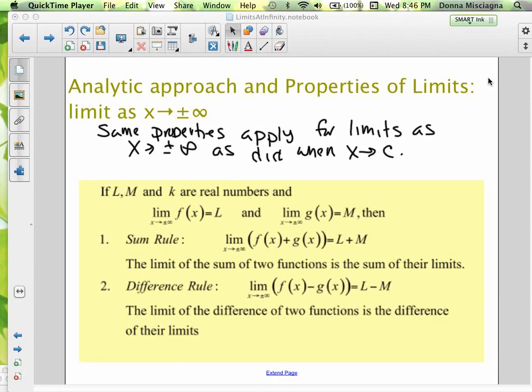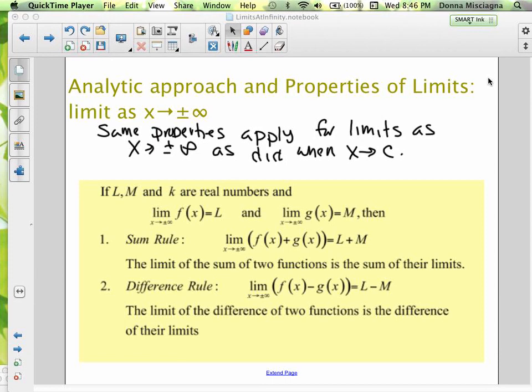So let's go over some properties, and the nice thing is that the same properties apply for limits as x approaches positive or negative infinity as they did when x approached some finite number. So we're just applying things we already know to new limits. These are in your notes, and there is one thing I'm going to add coming up that I want you to add to your notes, but you don't have to write a whole lot, so you can add one little thing for me, right?